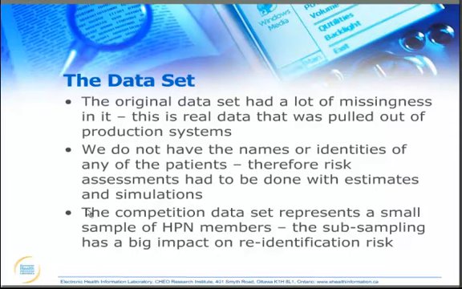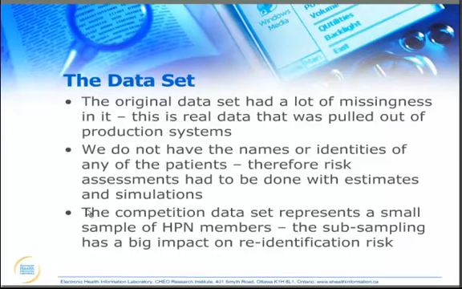The other important thing to note is that the competition data set represents a small sample of the Heritage Provider Network members. From a re-identification risk perspective, subsampling is of course a very effective way to increase uncertainty and reduce the probability of a correct re-identification, and this data set is a subsample. It was deliberately selected to ensure that the overall risk is acceptably low, so you don't have the complete members over the 3-year period. For each year, a random subset was selected in order to create the total of 113,000 patients over the 3-year period.